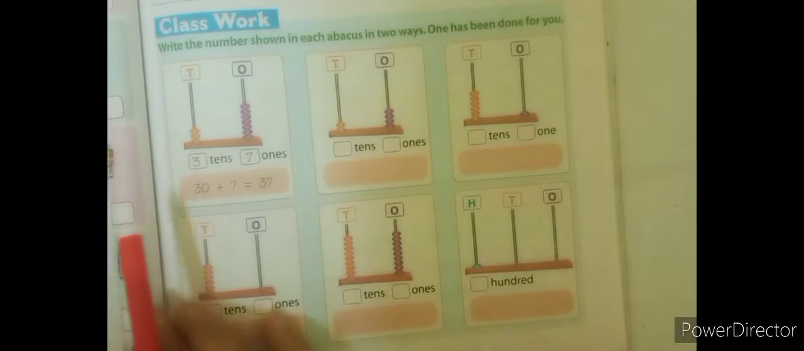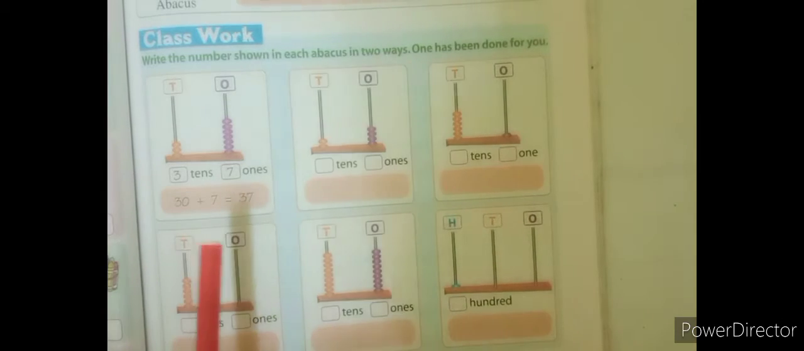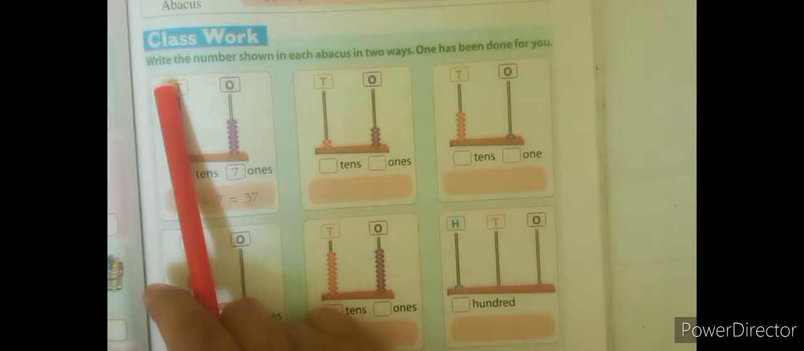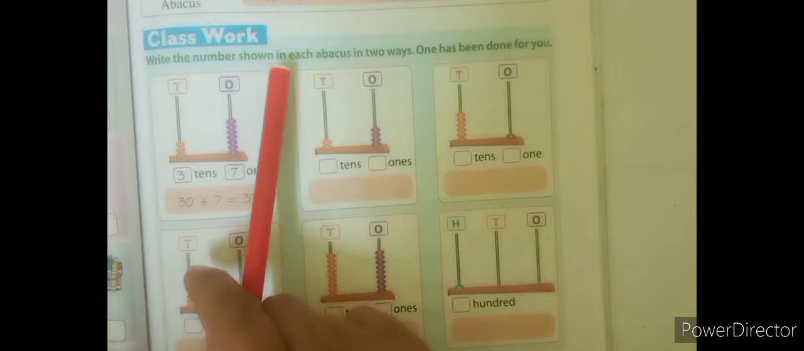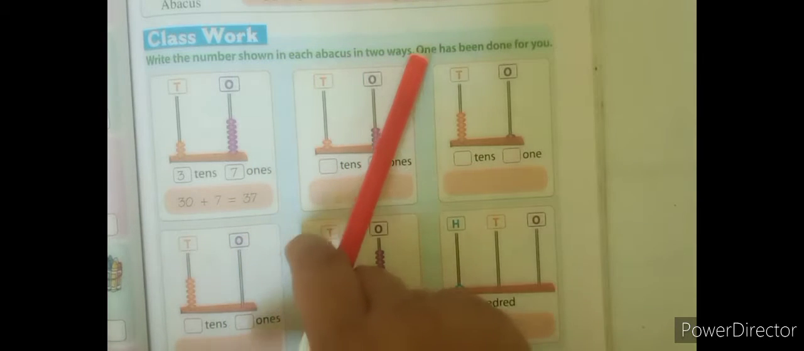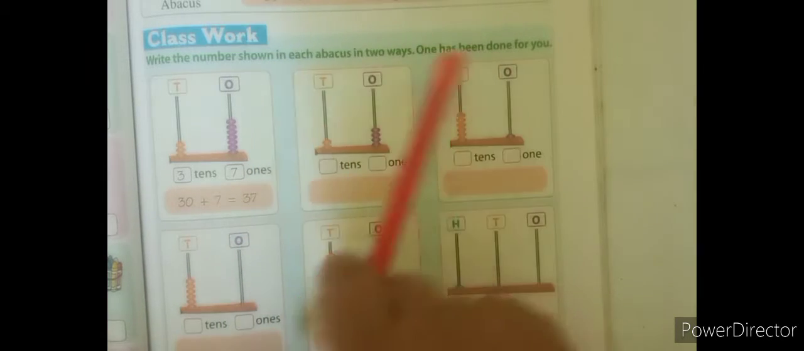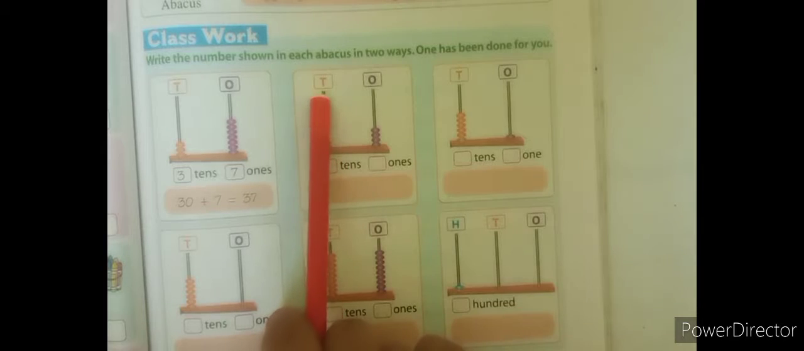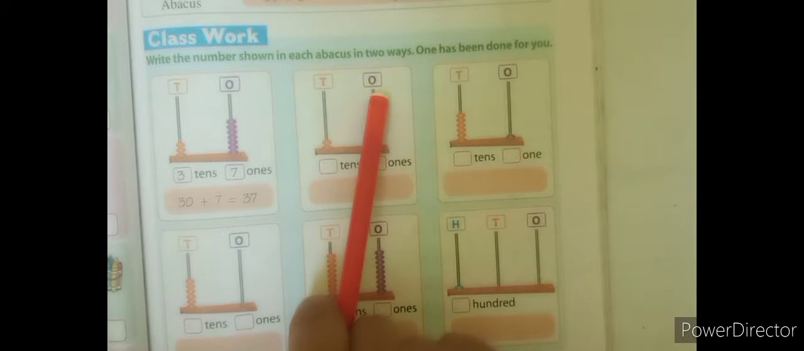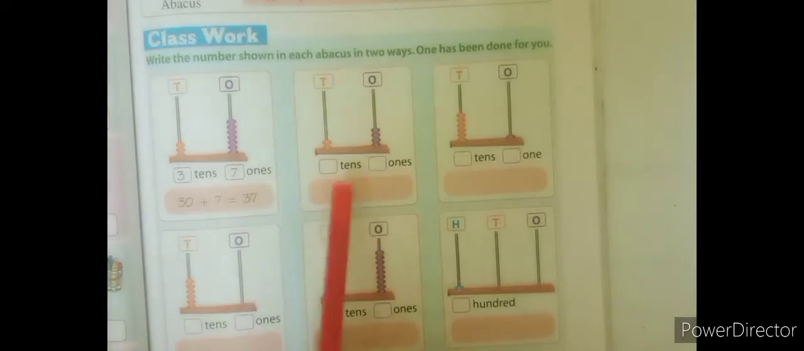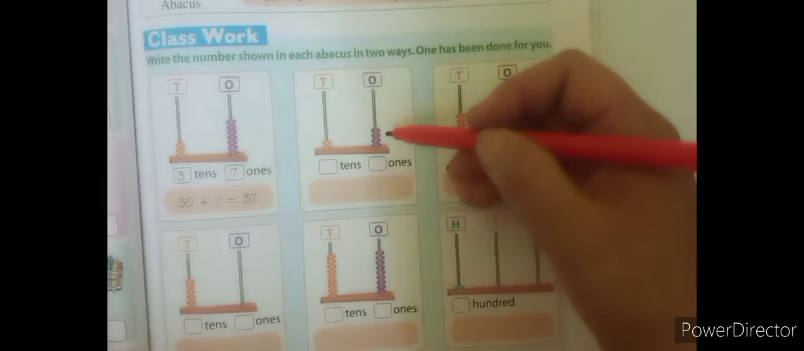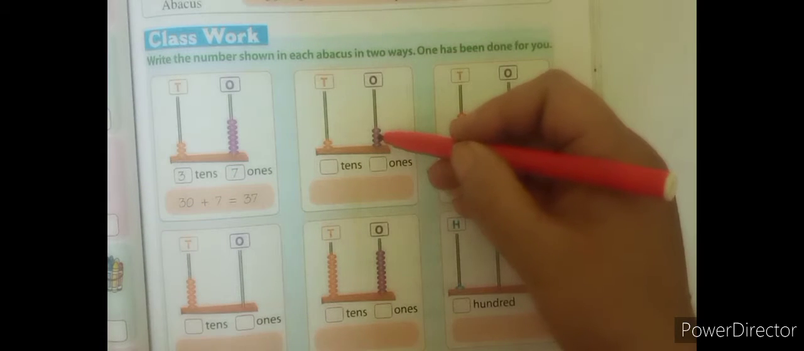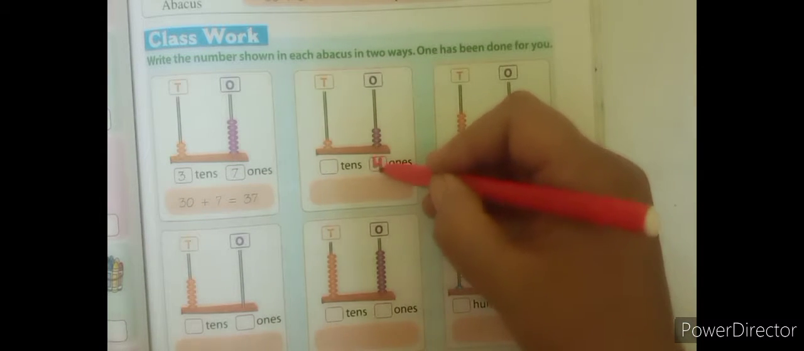Now students, look at here. Our next question is: write the number shown in each abacus in 2 ways. One has been done for you. Look at here. This is an abacus. Okay. Now firstly you have to count. This one is the tens place and this one is the ones place. Okay. Now firstly you have to count it. How many beads in the ones place? You have to count it. 1, 2, 3, 4. Okay. Now you have to write it, 4.